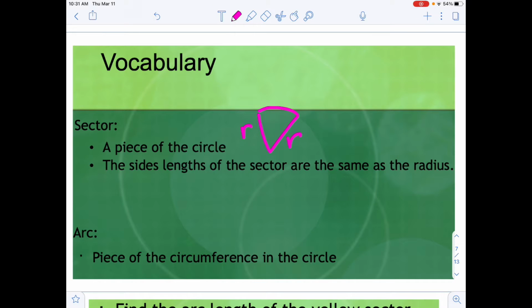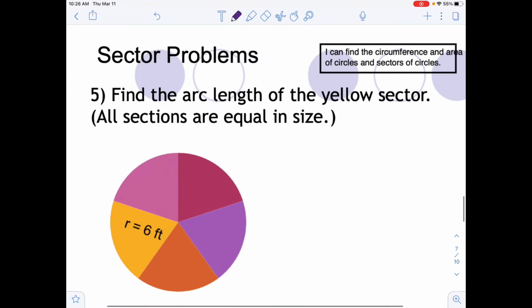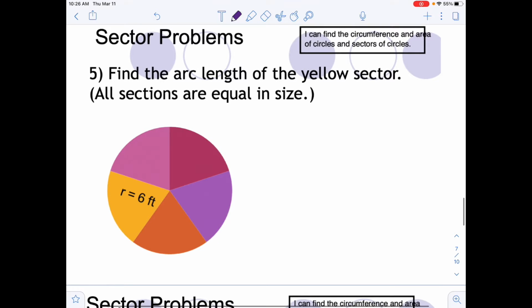The arc is the piece of the circumference in the circle. So the arc is that curved part, like think about like the crust of the pizza. So when we have problems that say find the arc length of the yellow sector, all sections are equal in size. So we're gonna find the arc length of just this yellow section. What I'm gonna do is I'm gonna find the full circumference of the circle and then just divide it by 5 since there's 5 pieces.